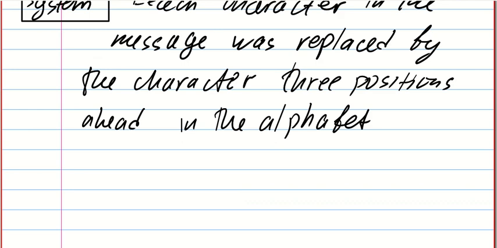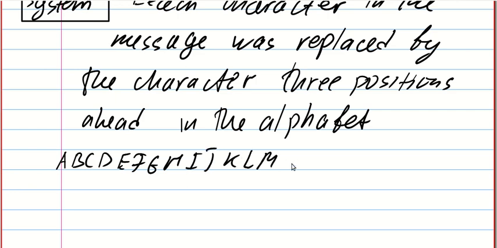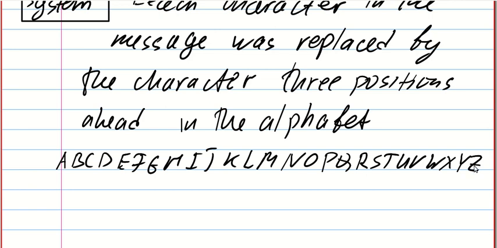So basically, if you have the alphabet A, B, C, D, E, F, G, H, I, J, K, L, M, N, O, P, Q, R, S, T, U, V, W, X, Y, and Z, every letter is replaced by the letter which is 3 units ahead in the alphabet.